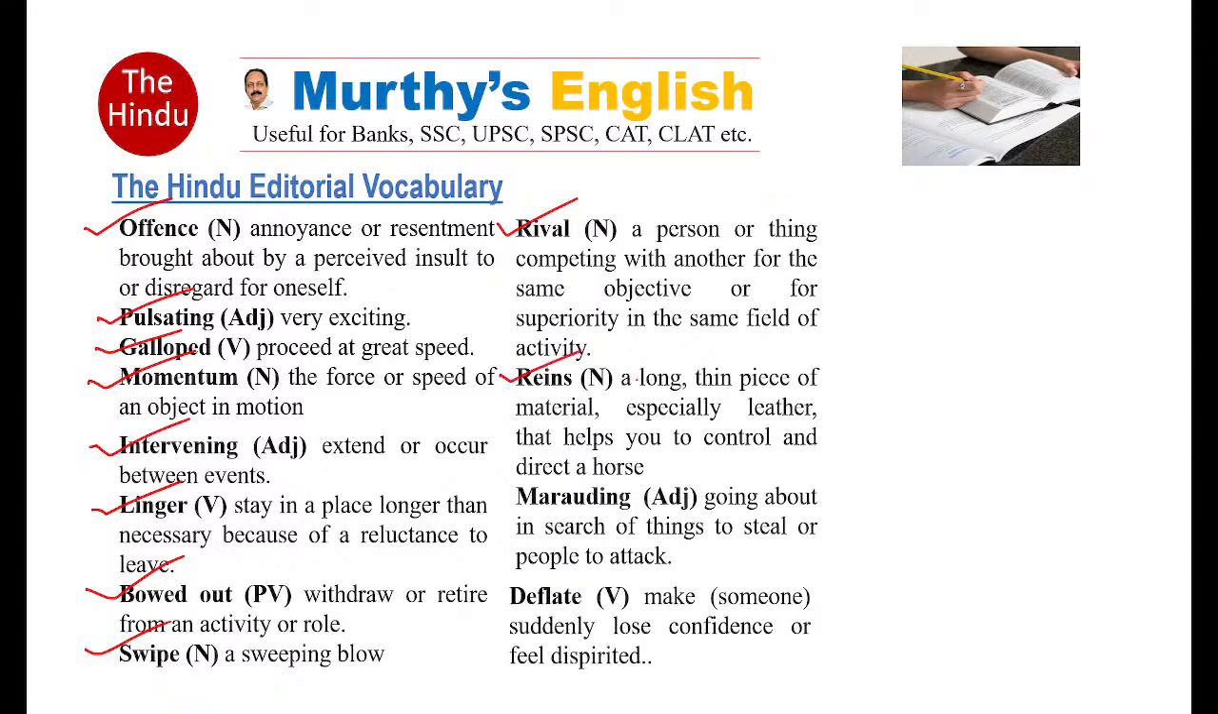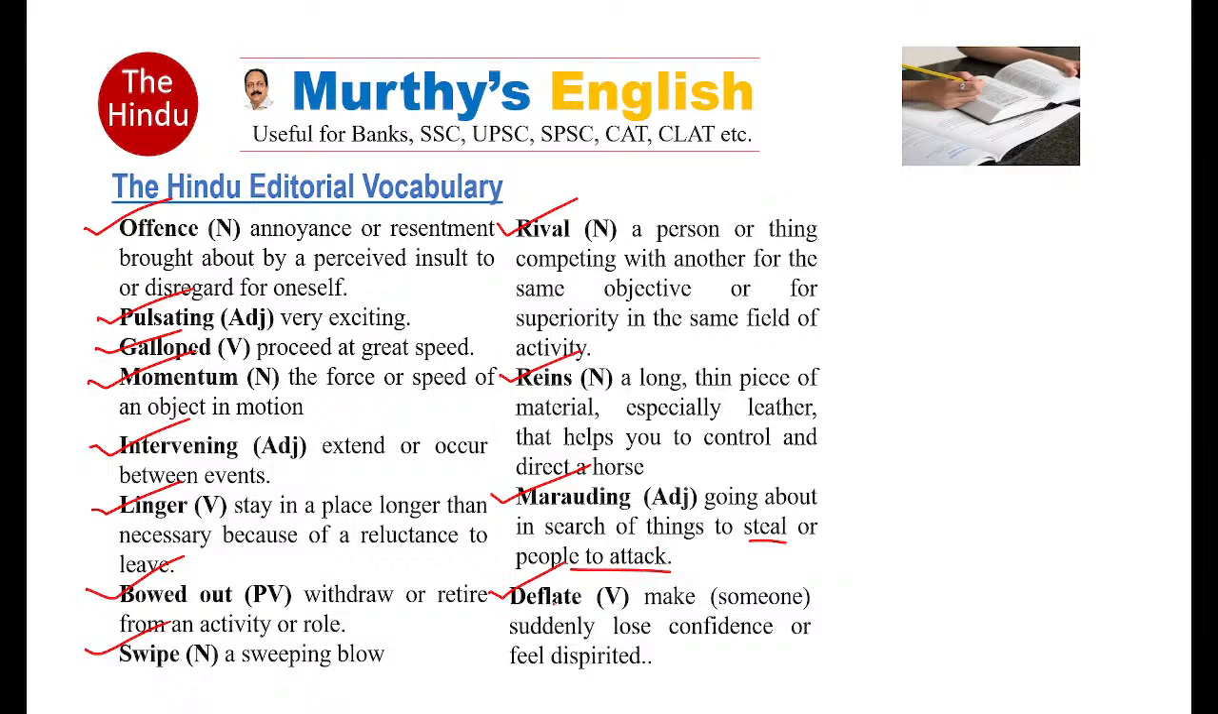Reins, rein can be a verb, can be a noun. As a verb, it means to control. And as a noun, it goes with horses, a long, thin piece of material, especially leather, that helps you control and direct a horse. So, reins. How do we control a horse? Using reins. Marauding, in fact, adjective. This is a new word we have got for the first time. Going about in search of things to steal or people to attack. In the context of the editorial, not literally. It means going about to attack people, attack teams.